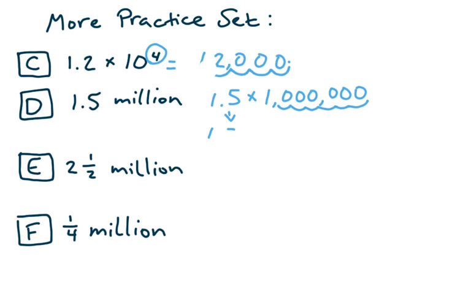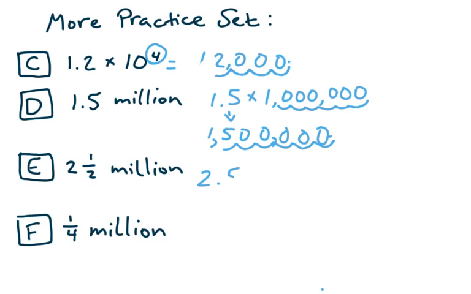So 1.5, 1, 2, 3, 4, 5, 6. And that's where our decimal will end up. Come on, decimal. You know it's there, guys. This thing does not like doing decimals for me, that is for sure. So we end up with, let's place our commas, 1.5 million.